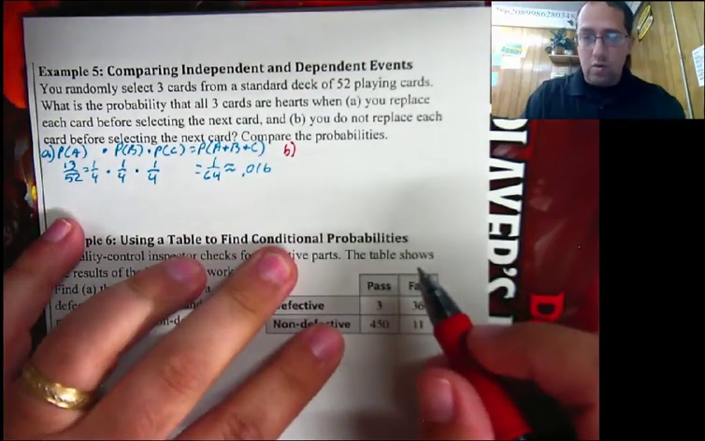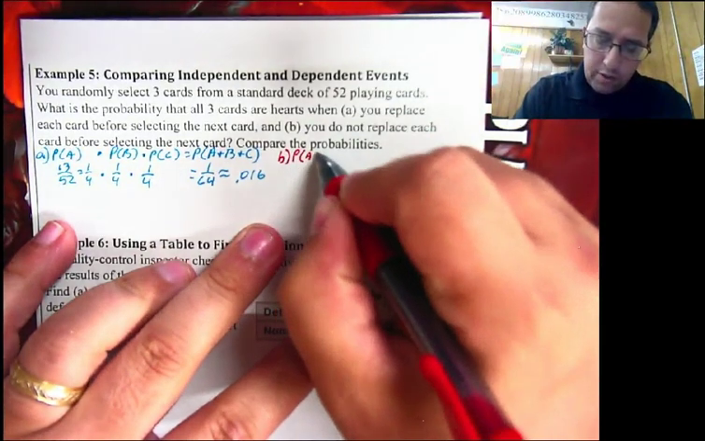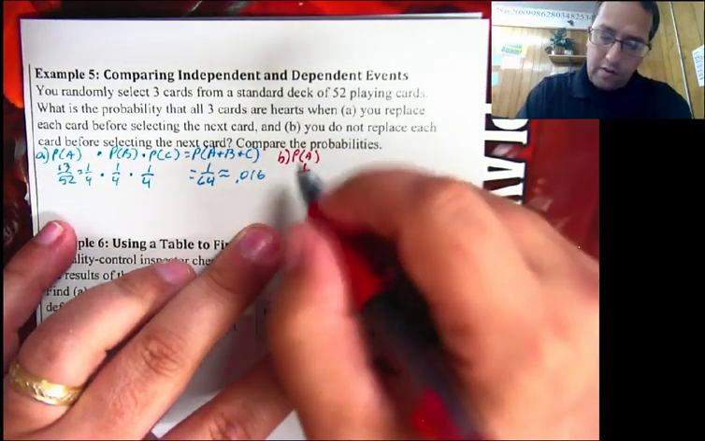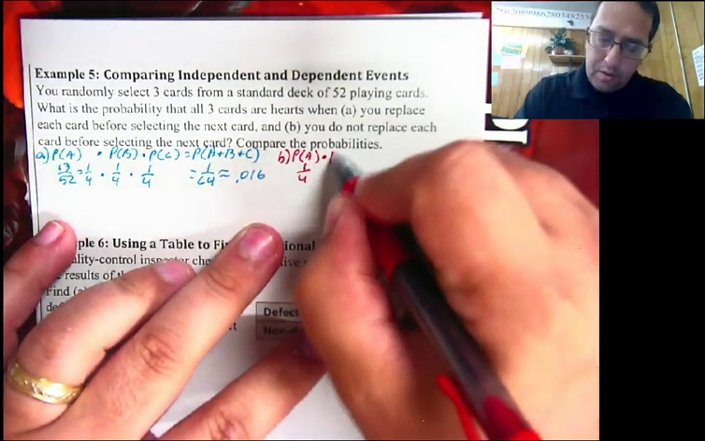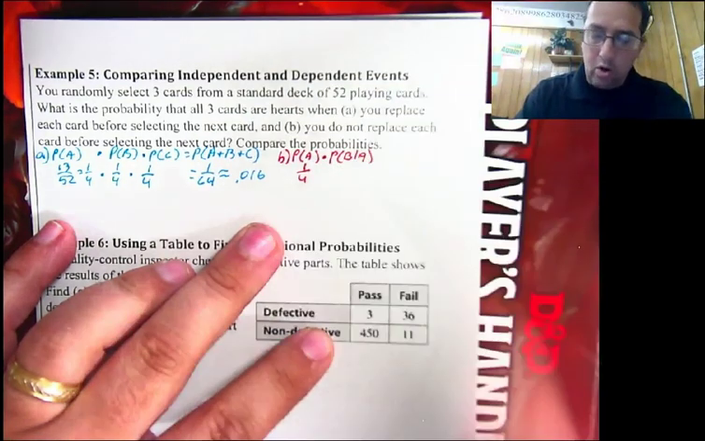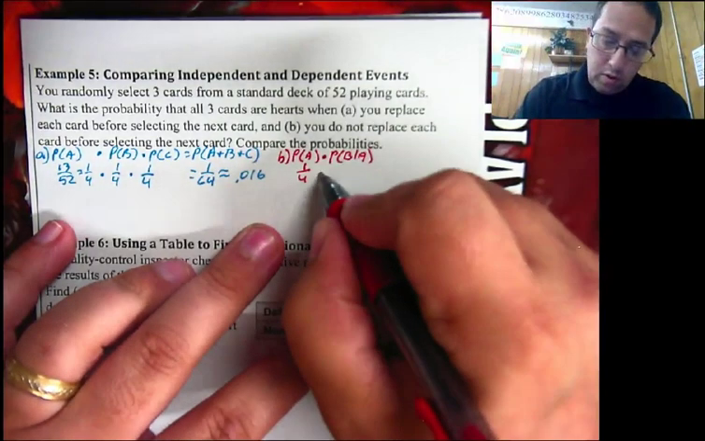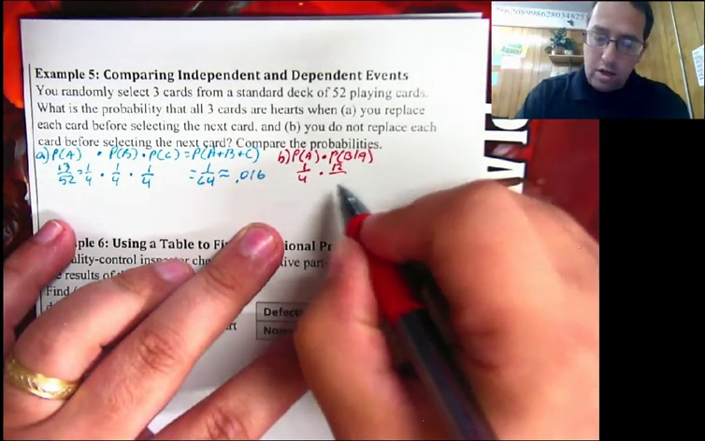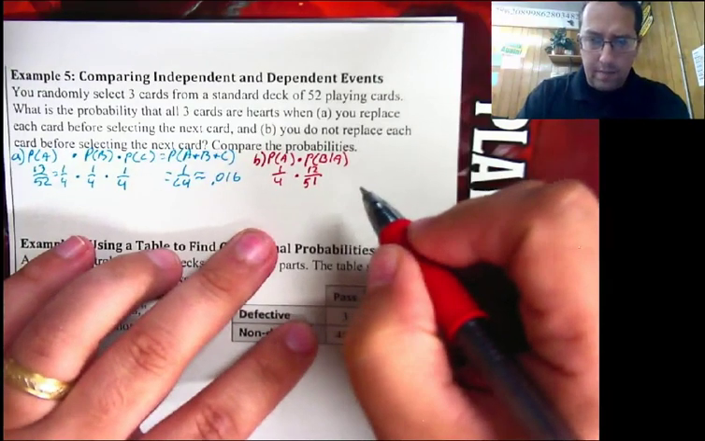This time we are not going to replace the cards. So the probability of getting that first heart is still going to be 1 out of 4, right? 13 out of 52. 1/4. Probability of that second heart. So this is probability of B given A already happened. So given that we already took one heart out, we no longer have 13 hearts in there. We now only have 12 hearts. And there are only 51 cards in the deck.